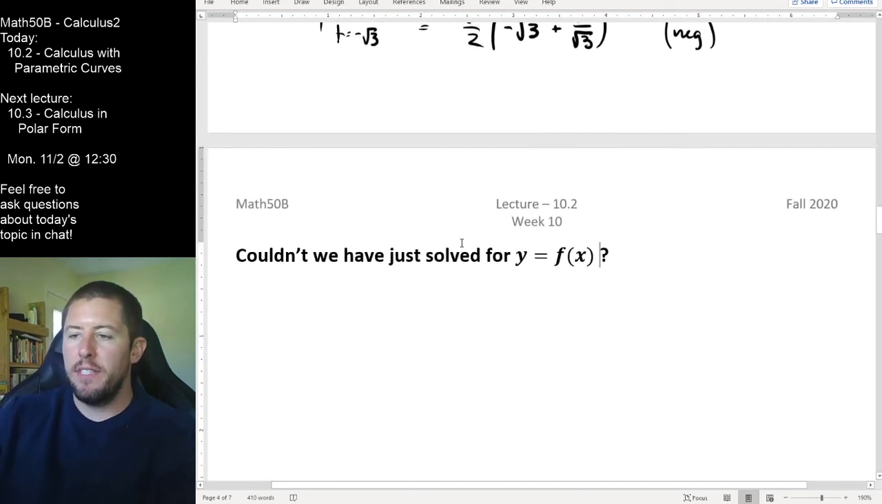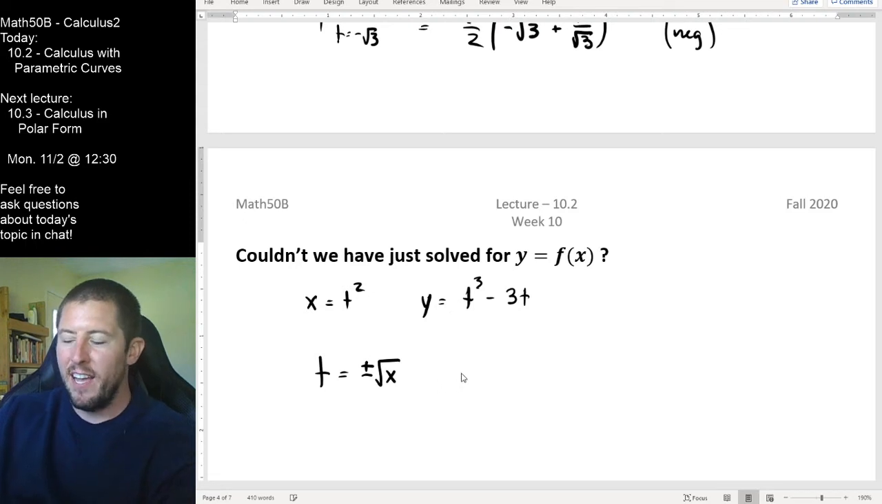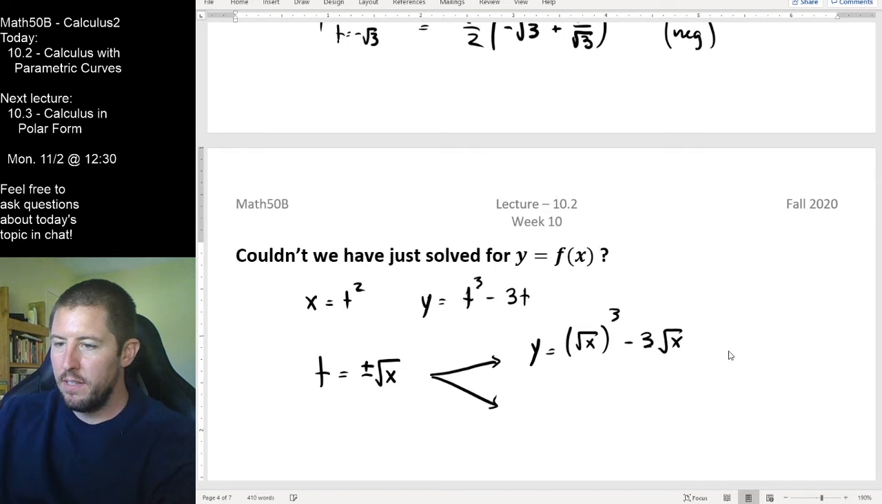So couldn't we have just solved this dang thing? Well, how would this work here? x is t squared, y is t cubed minus 3t. I definitely think solving x for t and plugging it in there is easier than solving y for t, because I don't know how to solve a cubic. But notice the thing that's going to happen right away. If I try and solve for t, I'm not just getting square root of x, I'm getting plus or minus the square root of x. And so that's going to lead me to two different y equations here, where y is the positive square root of x cubed minus 3 root x.